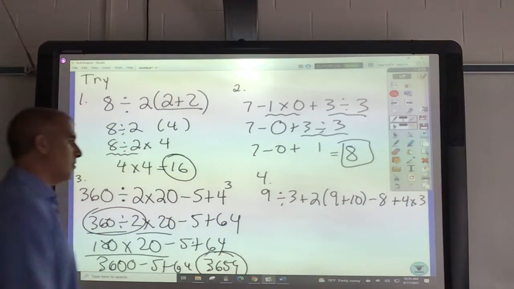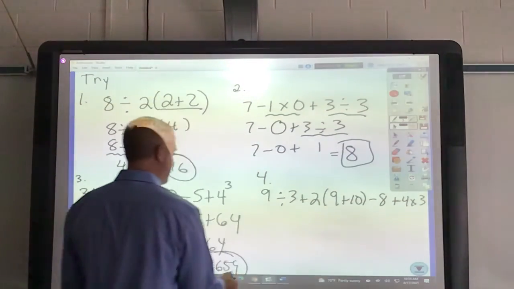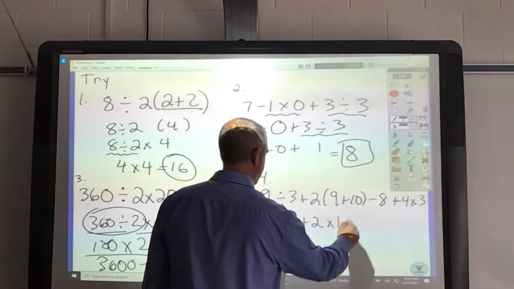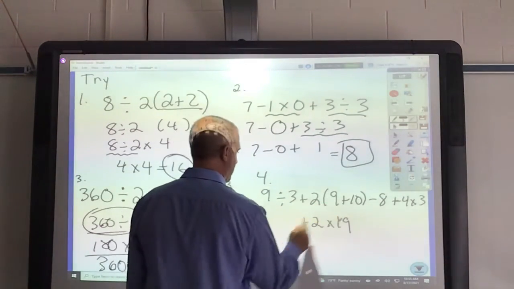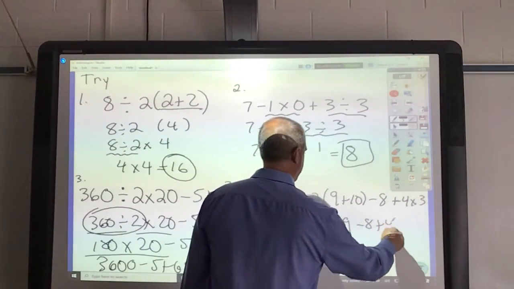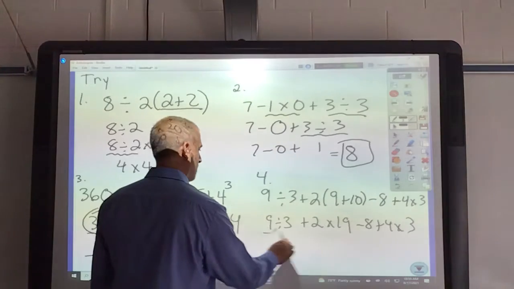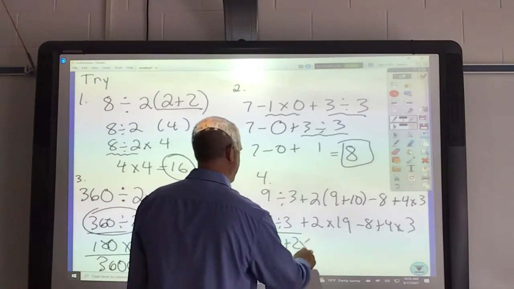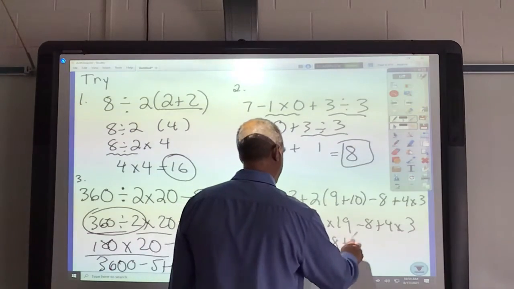Okay, this one, I want to figure out that thing in parentheses first. So that is going to be a 19. Okay, since I got this extra number, I'm going to include that there. 9 divided by 3 minus 8. Plus 4 times 3, okay? Working across, that would be what I would do first, which would be 3 plus 2 times 19 minus 8 plus 4 times 3.